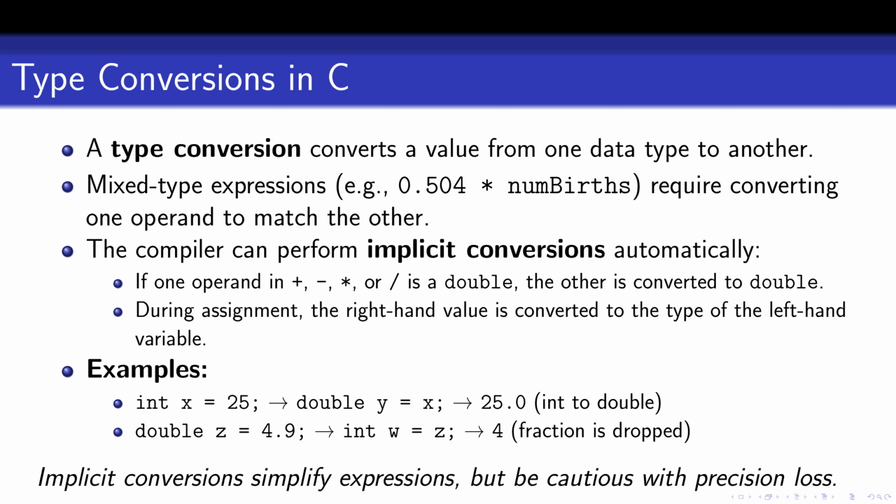This is called implicit conversion. Arithmetic operators will promote types as needed, and in assignments, the value on the right side is converted to match the variable type on the left. So if you assign a double to an int, the fractional part will be dropped. Likewise, assigning an int to a double simply adds a 0.0. Understanding these conversions is crucial to writing code that produces accurate results, especially when combining types in mathematical expressions.